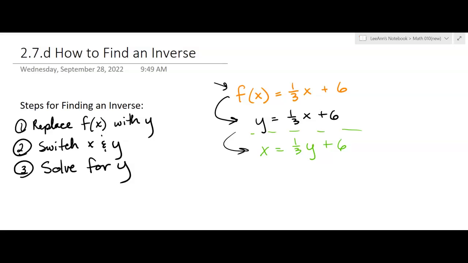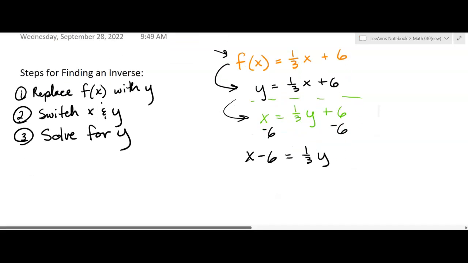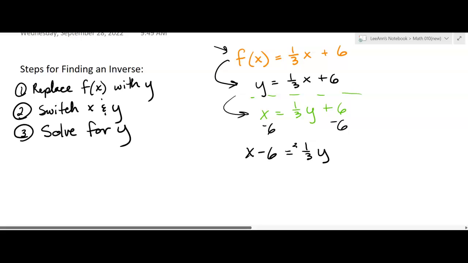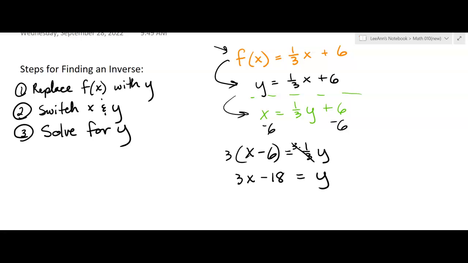But now we have to take this equation that we have in step 2 and solve for y. So I'm going to subtract 6 from both sides. So I have x minus 6 equals 1/3 y. And then I need to get y by itself, right? So I'm going to multiply by 3 on both sides. So I get 3x minus 18, usually we would distribute there, equals y. And so we've solved for y, right? Okay, so my y is on the right-hand side. I could write that, though, y equals 3x minus 18. That would be the same thing.